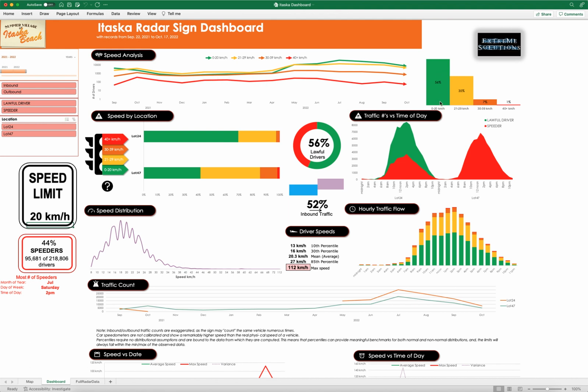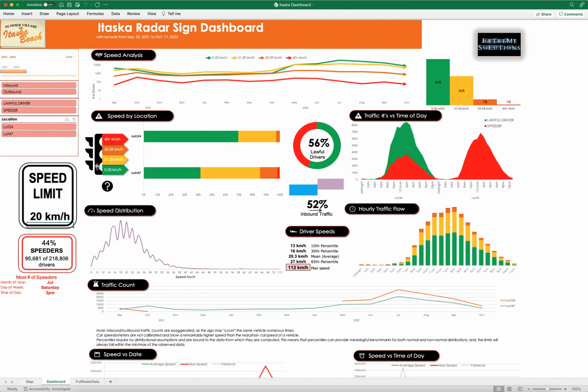We see that 56% of drivers are following the speed limit, and the next most popular is 10 kilometers over. Thereafter, it drops off insignificantly. The most important thing is that our really fast drivers are only 1% of the population. So there's not really a reason to target those drivers specifically, because statistically there aren't very many of them.